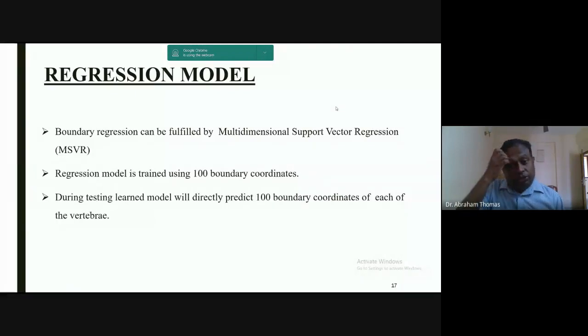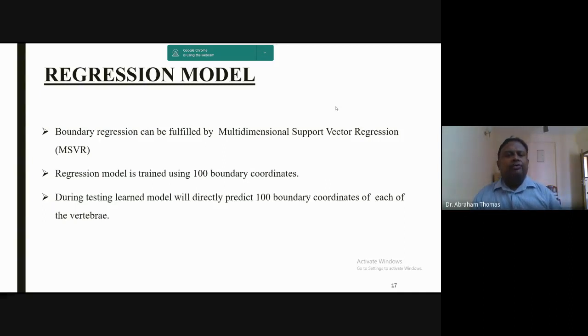Now that we have gone through the features of interest which we are extracting, we go on to the regression model. In this work, we have used boundary regression using multidimensional support vector regression, MSVR. So the regression model is trained using 100 boundary coordinates. During testing, the learned model will directly predict 100 boundary coordinates of each of the vertebrae.